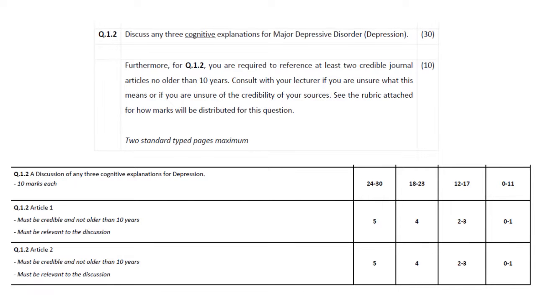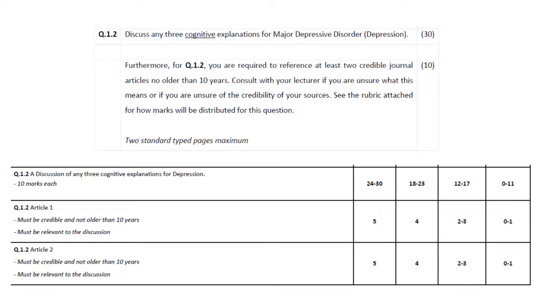I think you understand what credible journal articles are. It's not a website, it's not a book. It actually means you've got to use your EBSCOhost and go and find at least 2 credible journal articles. So there's 30 marks for the actual discussion. So it's asking for 3 cognitive explanations. So it'll be for 10 marks for each of those. And that's how I'll look at it.